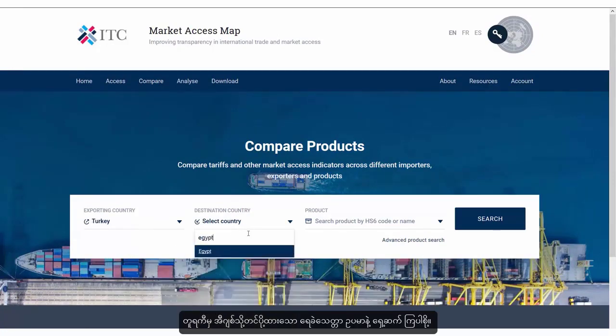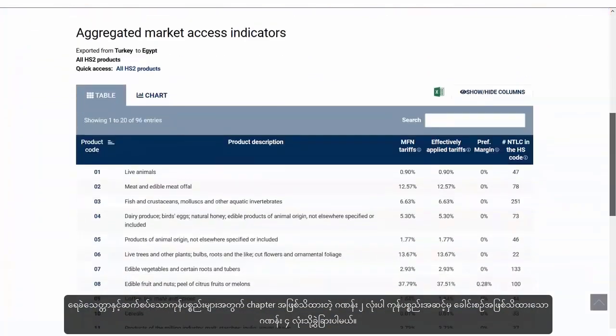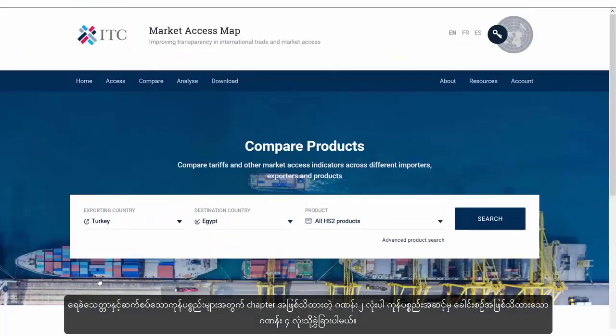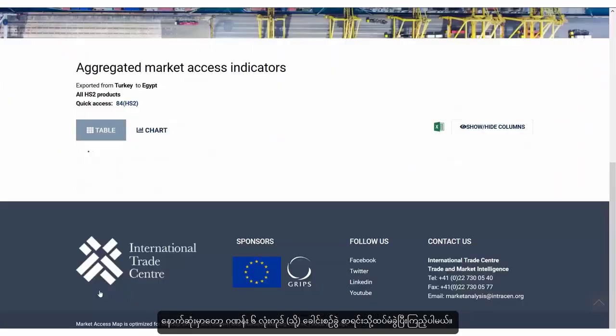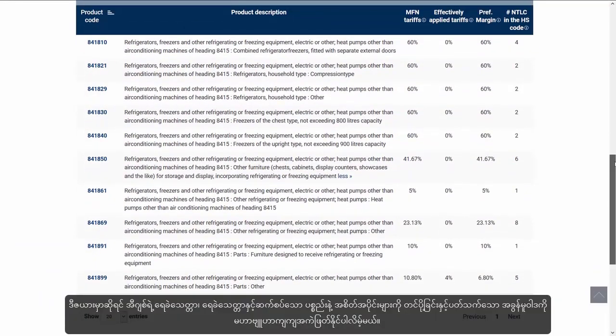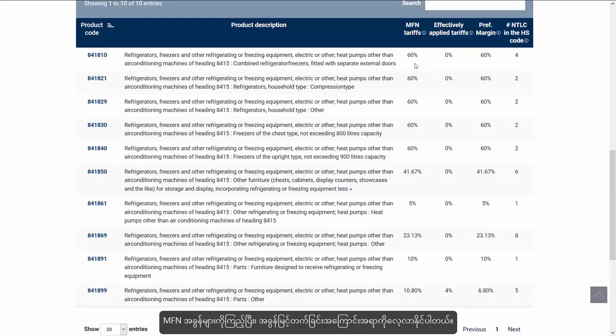Let's continue with our example of refrigerators exported from Turkey to Egypt. We drill down from the 2-digit product level, also known as chapters, further into the 4-digit level, known as headings, and finally to the list of 6-digit codes or subheadings for refrigerators and related products. In this table, we can strategically assess the tariff policy of Egypt with respect to importation of refrigerators, refrigerating equipment, and parts. Looking at MFN tariffs, we can observe the phenomenon of tariff escalation.